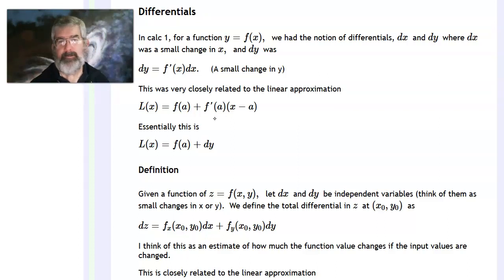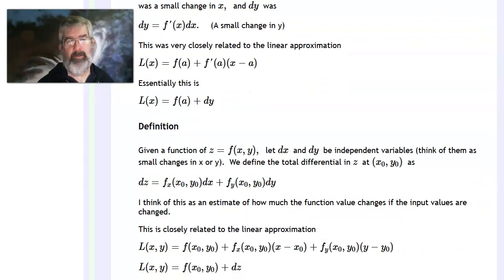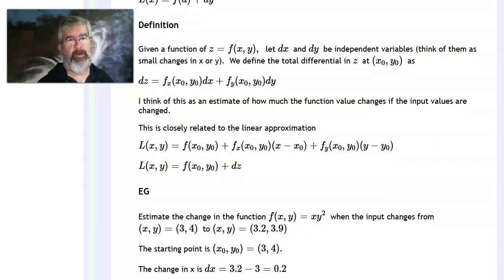Same thing here with more than one variable. Well, we're just focusing on two in this video. So suppose you've got a function z as f of x, y. Think of dx and dy as just independent variables. Of course, you think of them as small changes in x or small changes in y. And then we define the total differential in z at x0, y0 as this. That dz, this change in z, is the slope in the x direction at x0, y0 times dx, plus the slope in the y direction at x0, y0 times dy.